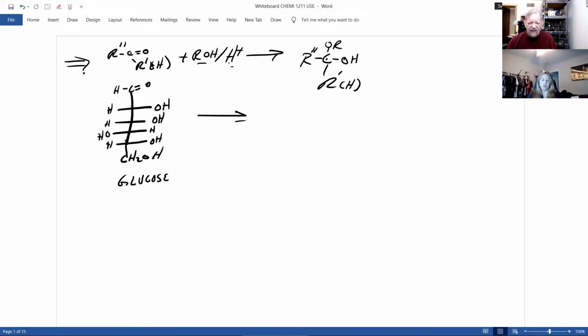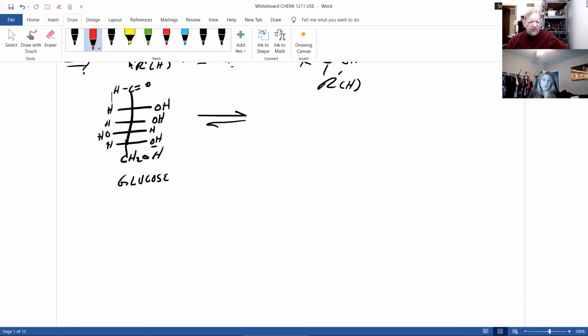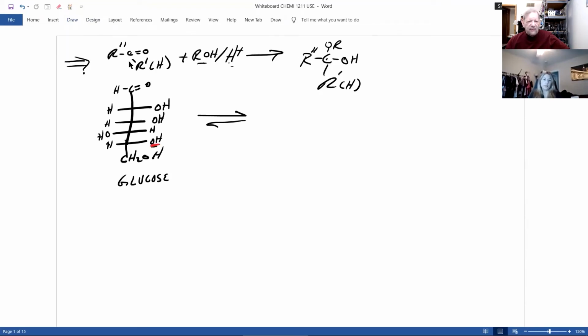Well, if you look in glucose, it's in equilibrium. This is called the intramolecular reaction. Intra means it's in the same molecule. And a lot of times when that happens, you don't need a catalyst to make it go at a reasonable rate. Well, here, this hydroxyl group is the alcohol, and here's my carbonyl. This attacks the carbonyl to form the hemiacetal.